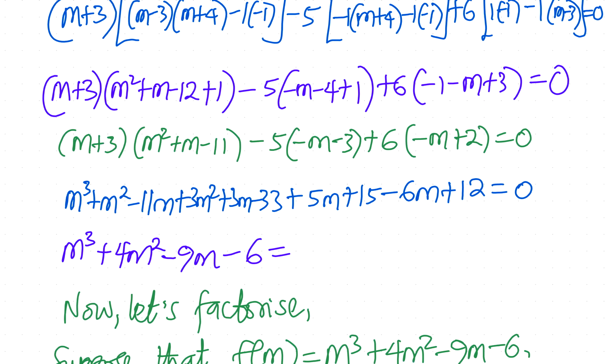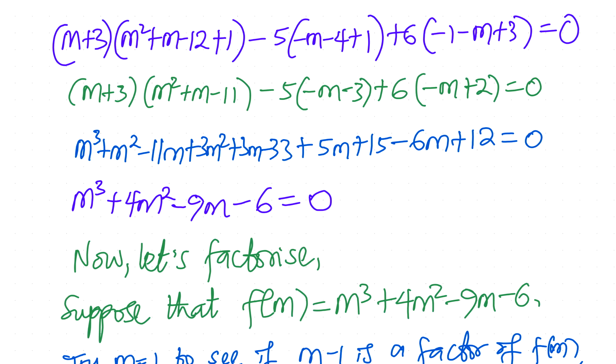So we have m plus 3, m squared plus m, minus 12 plus 1 is minus 11 here. Then minus 5 is this. So we have minus m, minus 4 plus 1 is minus 3, plus 6 here. Then we have minus 1 plus 3, that's plus 2. The minus m comes in front here. So minus m plus 2 that way. Then we move on again, and we have to expand now.